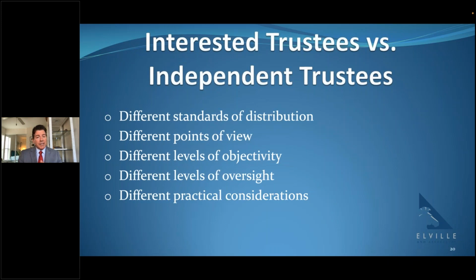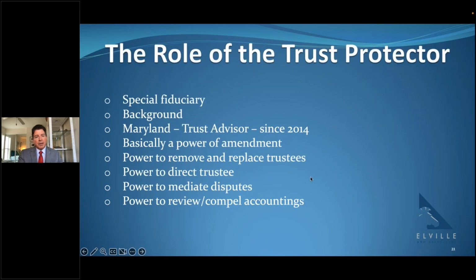Different levels of objectivity. We talked about many clients will see their corporate fiduciary as being more objective. That's a case-by-case basis. It does not apply to everyone. Different levels of oversight and different practical considerations that I think I've illustrated enough of those today. We talked about the trust protector. Thank you for asking that question early on. Let's look at this slide after today's presentation.